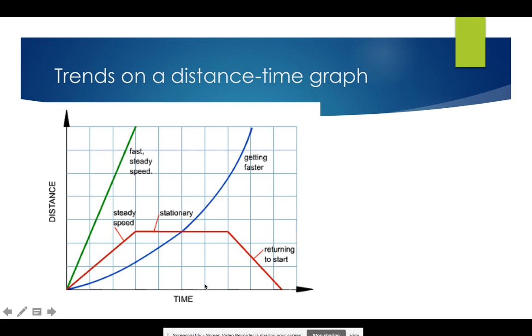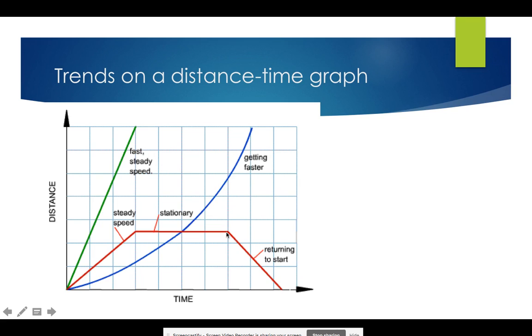Another interesting thing is the story that the red line is telling us. It's telling us that we are traveling at a steady speed and gaining distance from our starting point. And then we have this flat line. And what this is actually telling us is that our object is stationary. So the distance is not changing as time passes by. This would be like me standing in a classroom. My distance away from the door is not changing, although time is passing by.